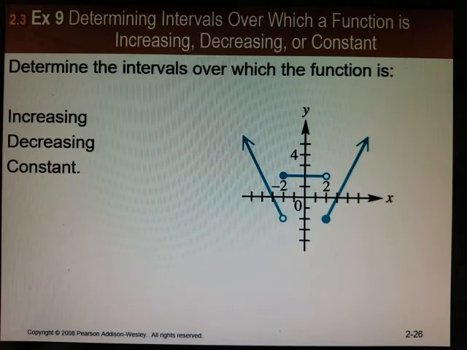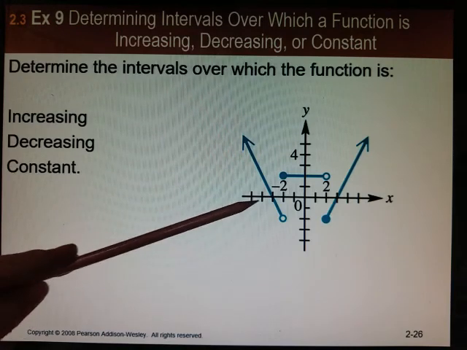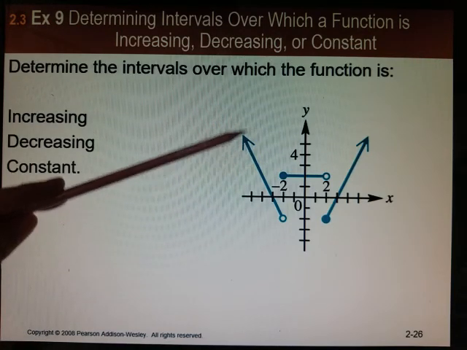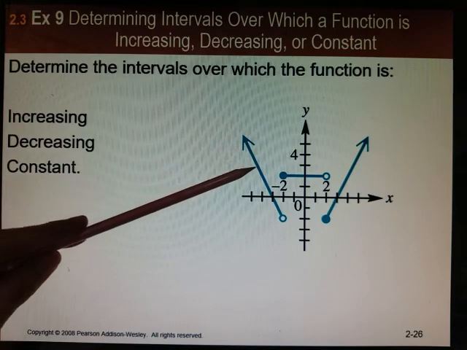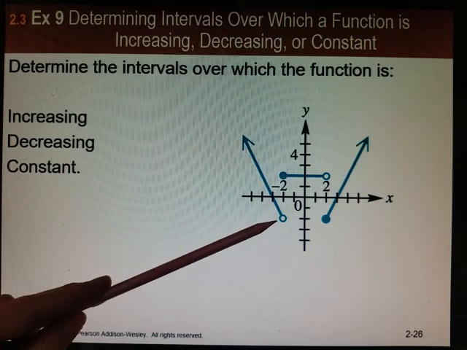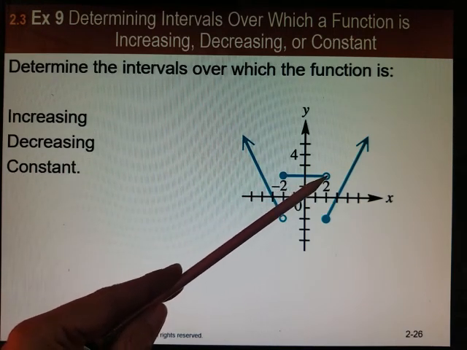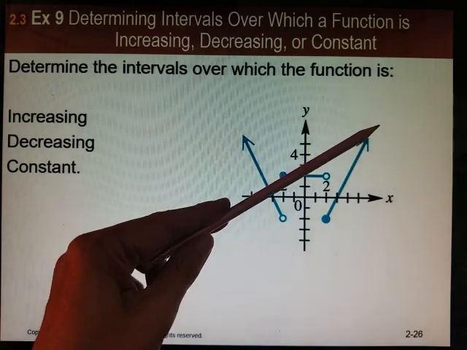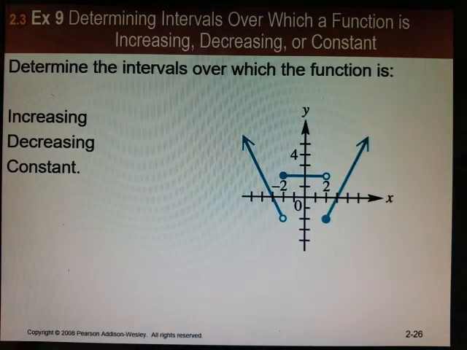Determine the intervals for which a function is increasing, decreasing, and constant. This is brand new to everybody, whether you are in honors or regular Algebra 2. We need to read these left to right like you read a book. A lot of people tell me this piece right here is increasing, and that is incorrect. You have to start on the left and notice that I'm going down. This piece is decreasing. This piece is constant. This piece is increasing. So again, make sure you read them left to right like a book.